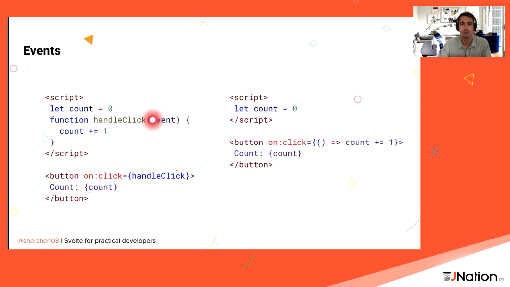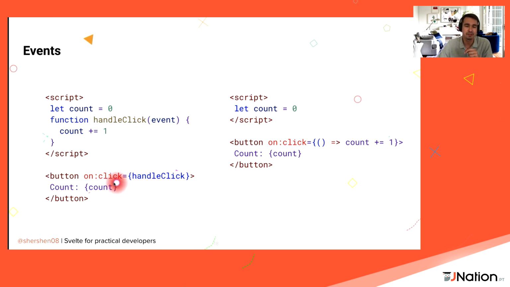Events. We are all living in an events-based world in the front end, so let's look at how events are handled. For events, we have a syntax with on, then a colon, and then the event name. After that goes the declaration of the handler. If you forget to declare the handler in the script block, you will get a compiler error that will tell you about it before you actually try to build the code and ship it.